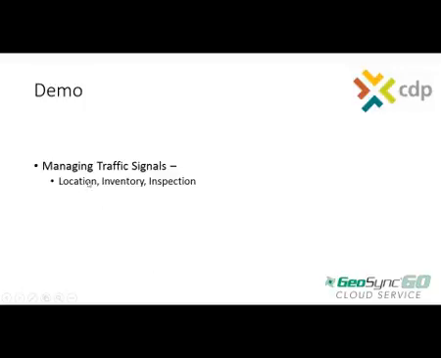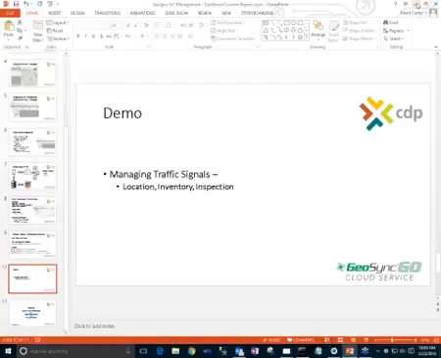Now, we're going to look at a demo which is managing traffic signals. The idea is we have all the traffic signals for our community, and we're managing those based on location. Every so often we're doing some kind of inspection, but we need to have a full inventory of those traffic signals. So let's take a look at how we might use custom reports to help us in managing that information.